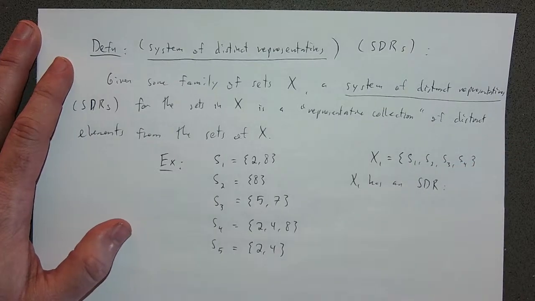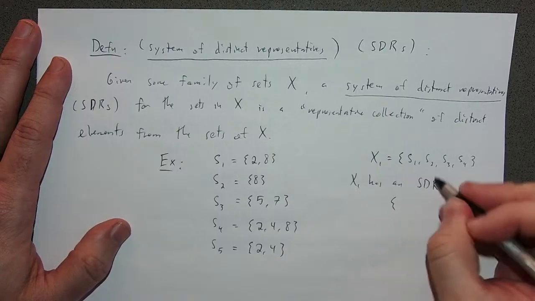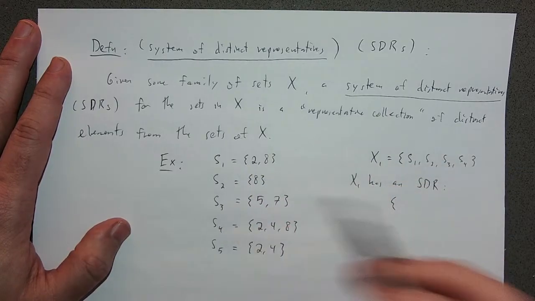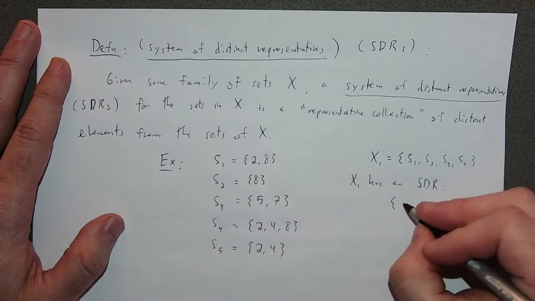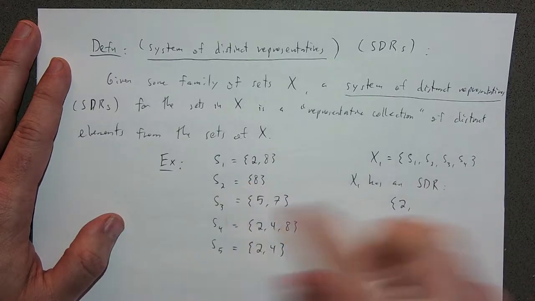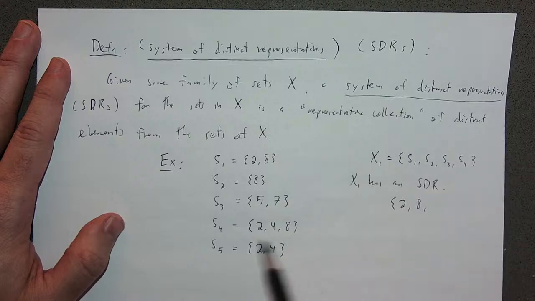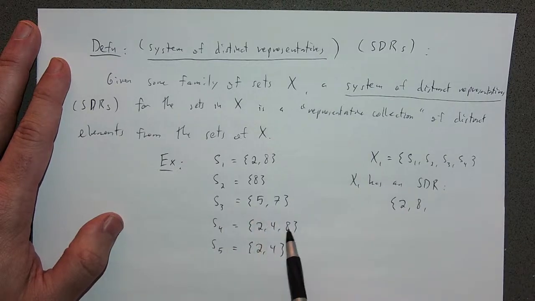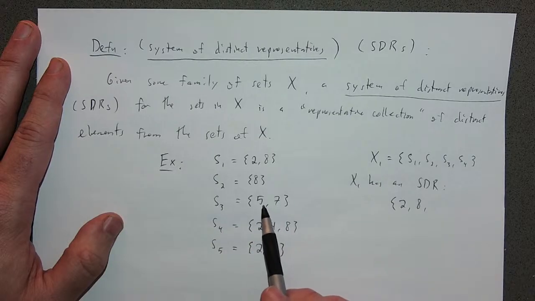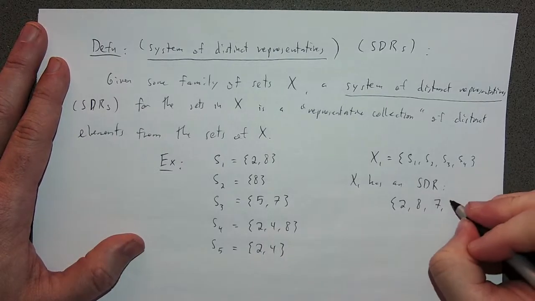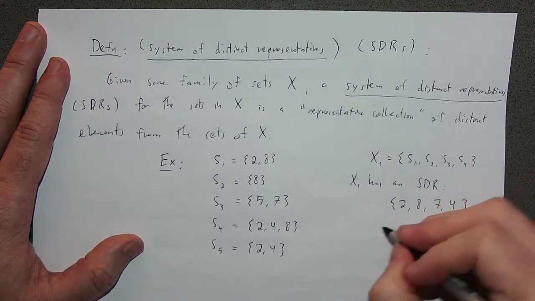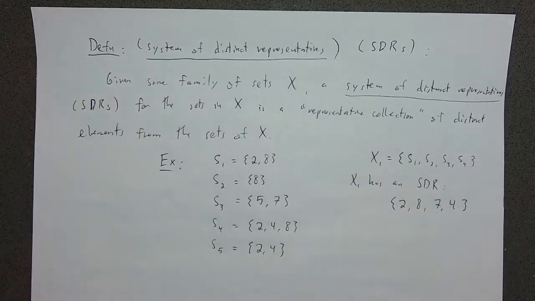What is its SDR? So S1, 2, 3, and 4. We'll pick 2 as the representative for S1. 8 is the representative for S2. It's the only choice. For S3 and S4, I've already chosen 2 and 8 here, so I want to choose 4 for S4. 4 doesn't show up here, so it's not even a factor, so I can choose whatever I want. So maybe I choose 7. And then here I pick 4. That is an SDR for X1.